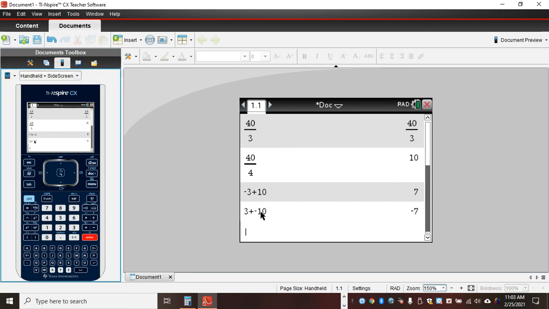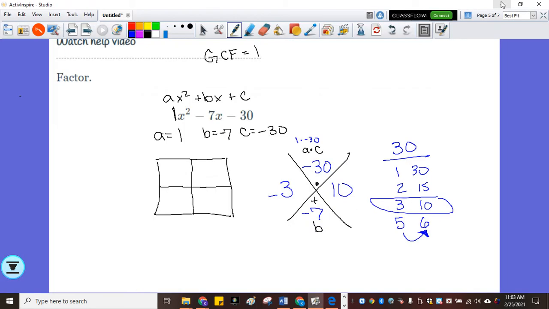So my 3 has to be positive and my 10 has to be negative. If you're adding to a negative number, your bigger number has to be negative. I'm going to put the 3 down here and the negative 10 up here.